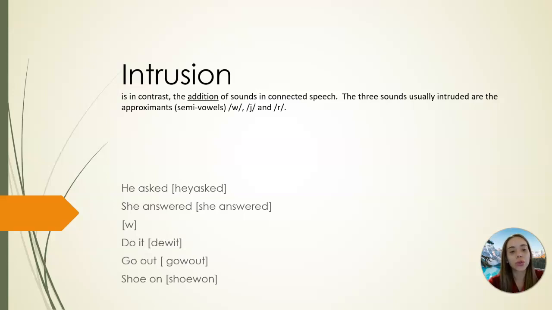Do it, do it. Go out, go out. Shoe on, shoe on. It's very different if we say it: do it, go out, shoe on. We take more time. So this is why we say it faster and we add a W in our speech.